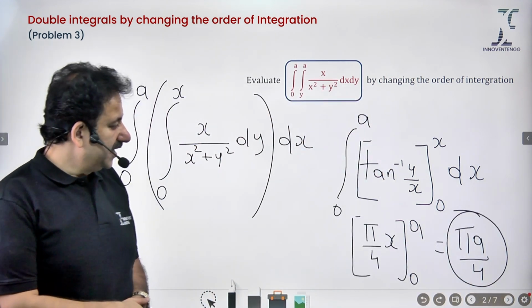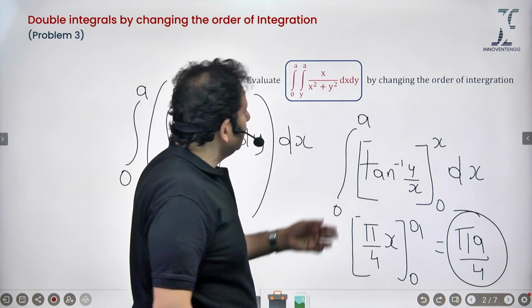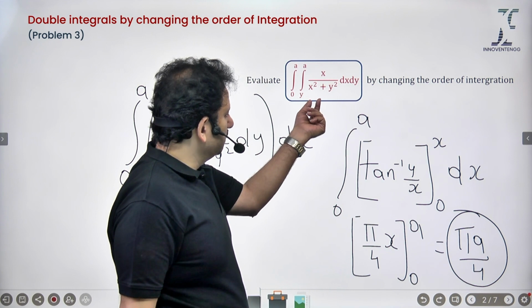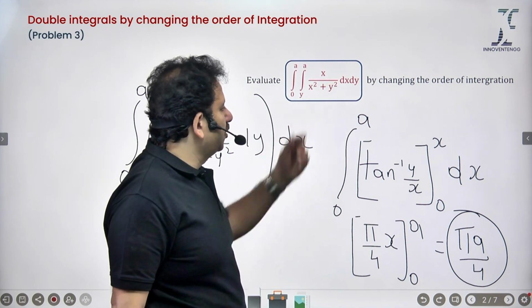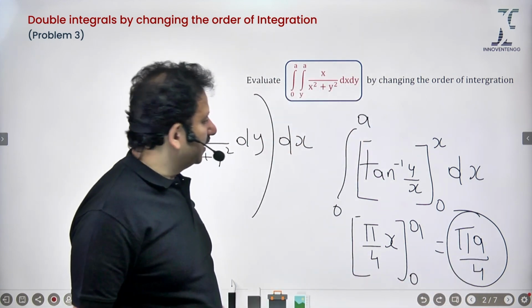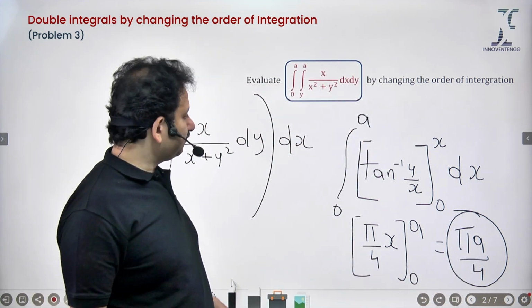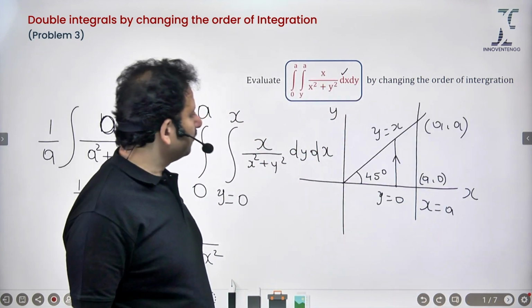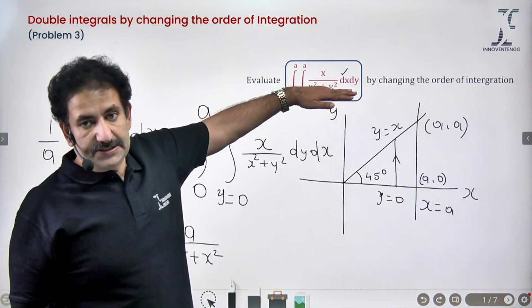Pi a by 4 is what you get, because you are actually integrating a function whose denominator is dominating the numerator. That is why you get a smaller number towards the end. So therefore, let me walk you through what exactly I did. So this was my question.